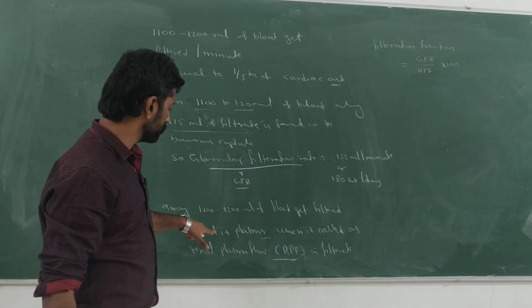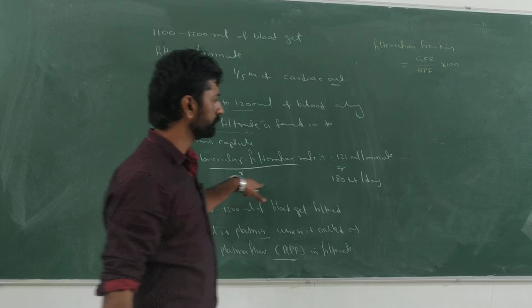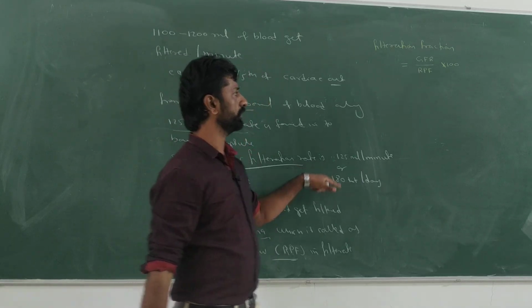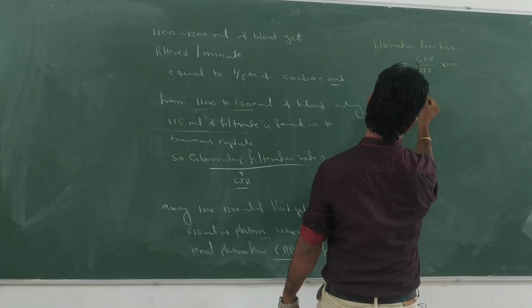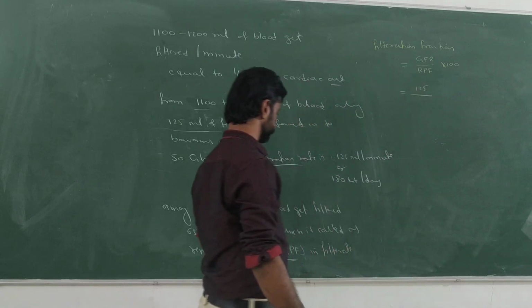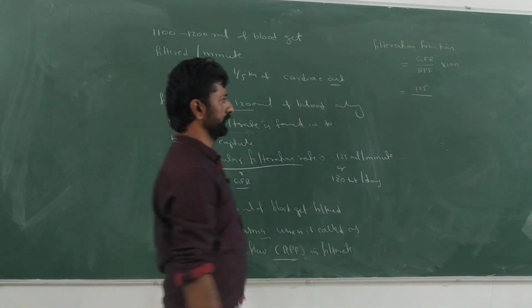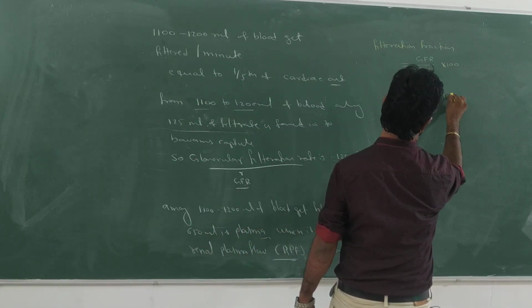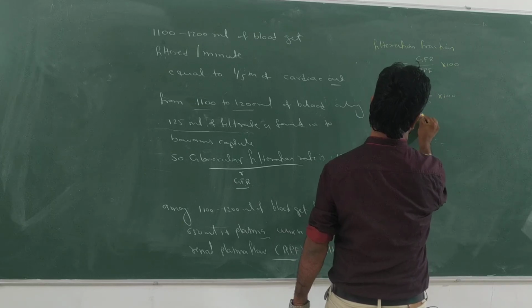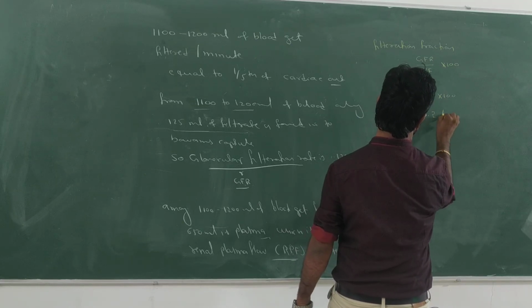So what is the value of GFR here? 125 ml per minute. Next, RPF is 650, multiplied by 100. So that gives nearly 19.2%.